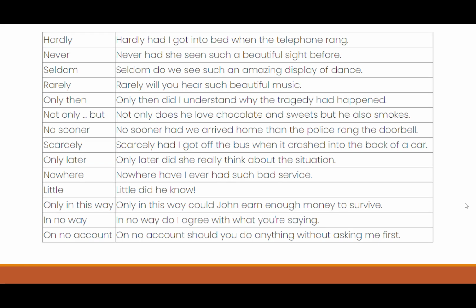Next, look at the list of the negative adverbials. Hardly, never, seldom, rarely, only then, not only, no sooner, scarcely, only later, nowhere, little, only in this way, in no way, on no account. All these inverted sentences have the same structure. They all start from the adverbial, then followed by an auxiliary verb, then a subject, then the main verb.